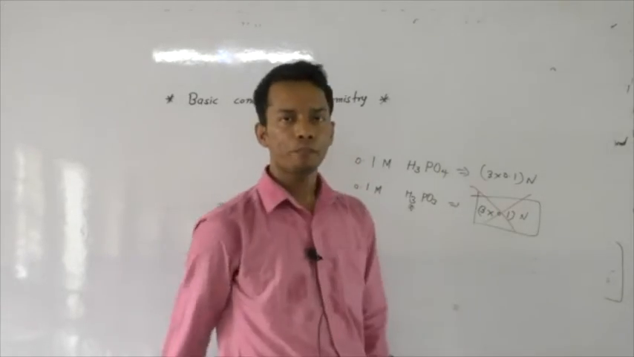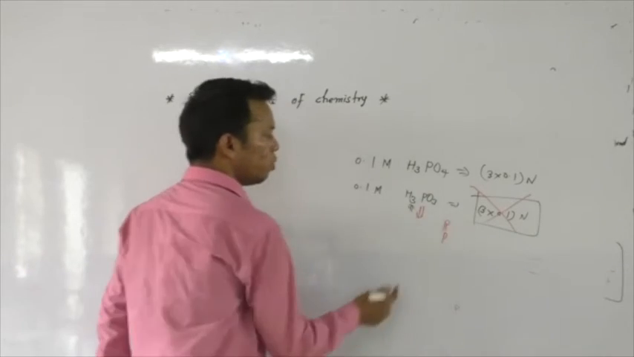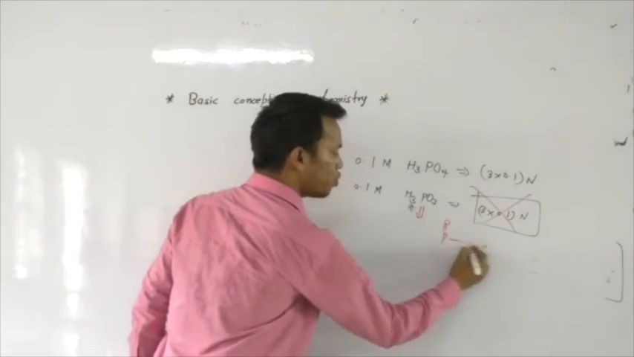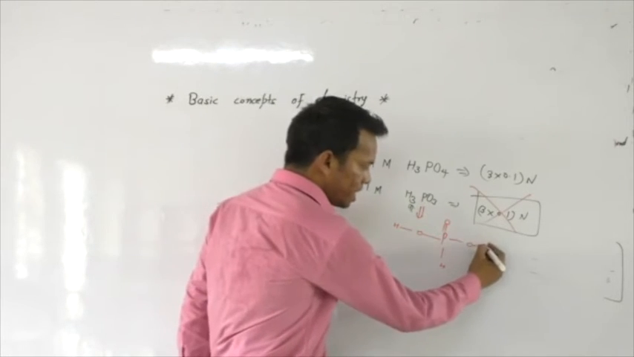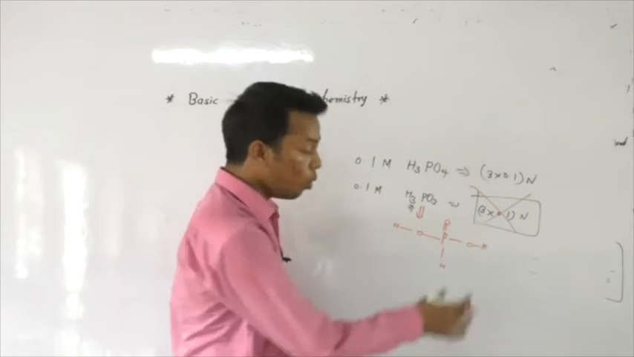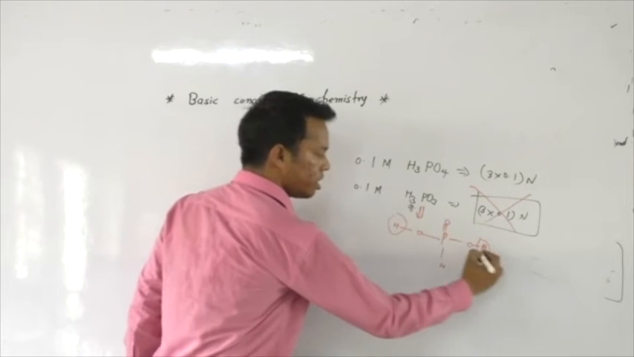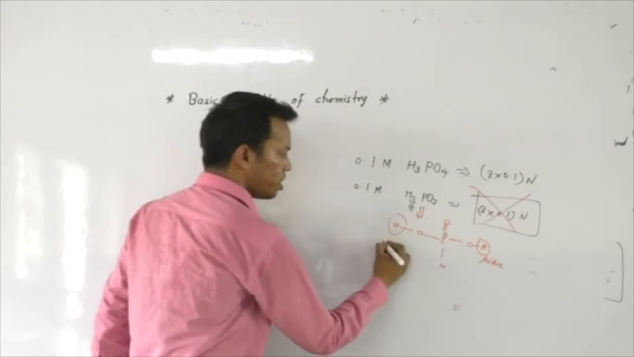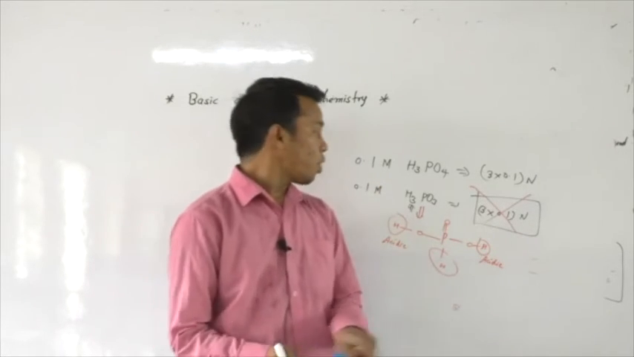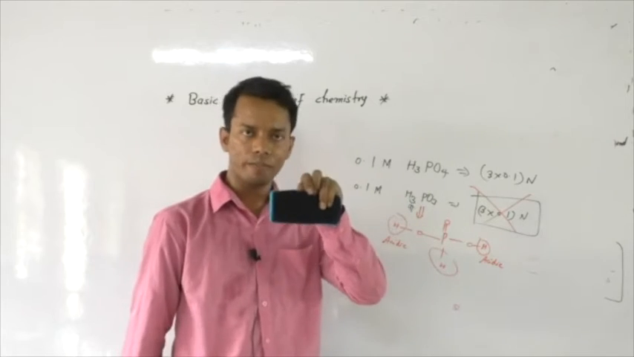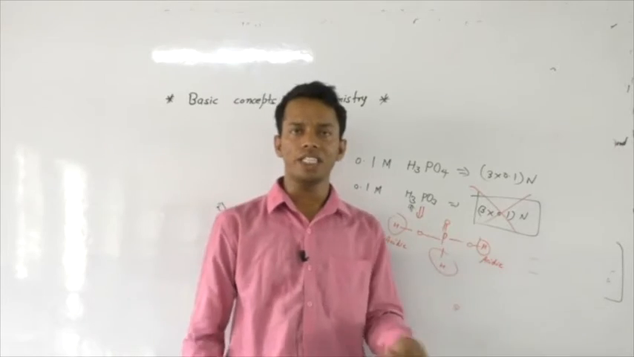You know why? Because if you draw the structure of it, you will see P double bond O, OH and H. This H is attached to a more electronegative element, so this is acidic hydrogen, and this is also acidic only. But this is not a replaceable hydrogen. Although you can see 3 hydrogens there, if you see the structure of it, there are only 2 replaceable hydrogens.